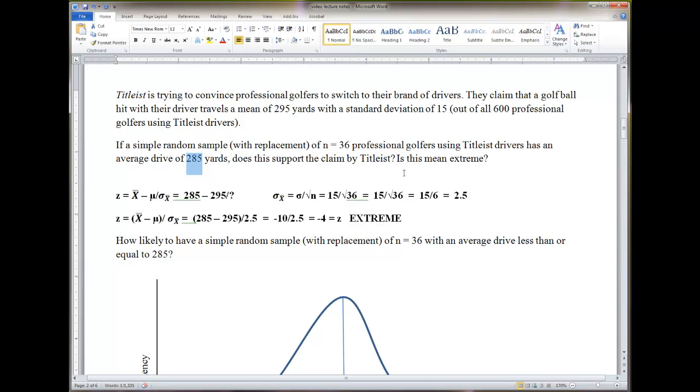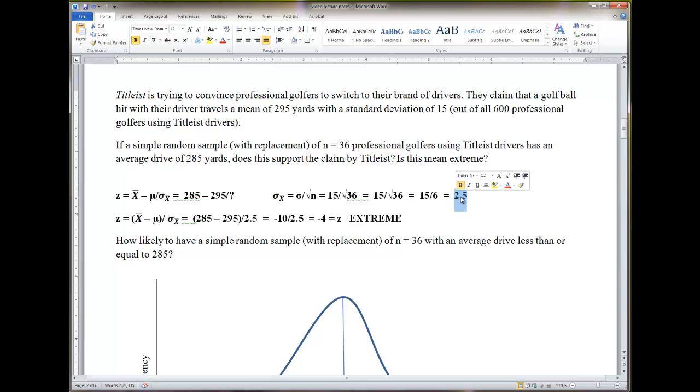The first thing we need to do is figure out how much difference we expect to see between this sample and this population just due to chance. So we calculate our standard error using this formula, the standard deviation divided by the square root of n. The standard deviation is given to you. It's 15. Sample size is 36. Plug those values in and do the math. You end up with 2.5 for your standard error. So on average, we would expect to see a 2.5 yard difference between a sample of 36 golfers and the population, which has a mean of 295 and a standard deviation of 15 yards.